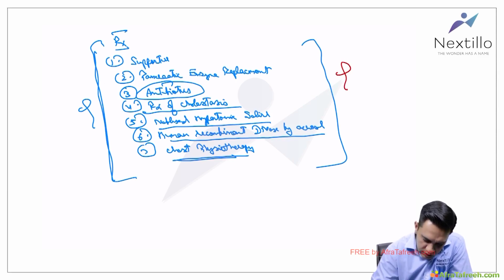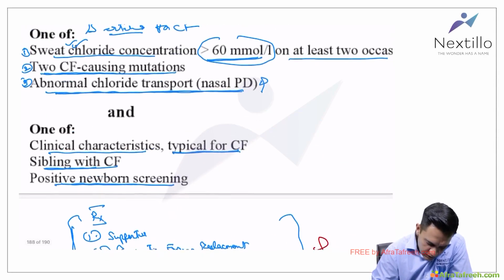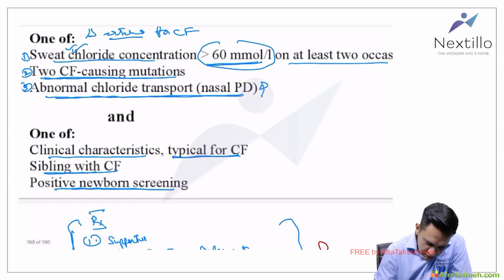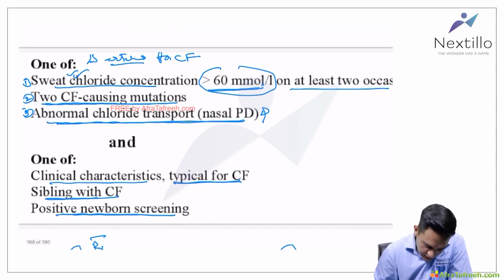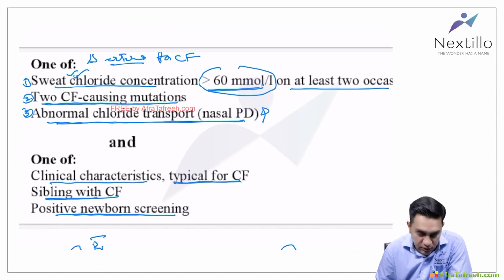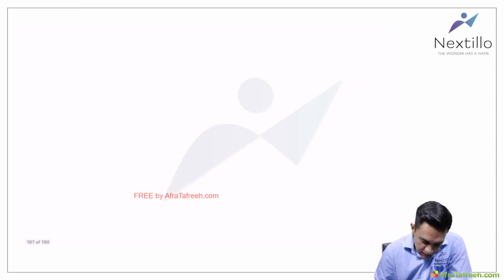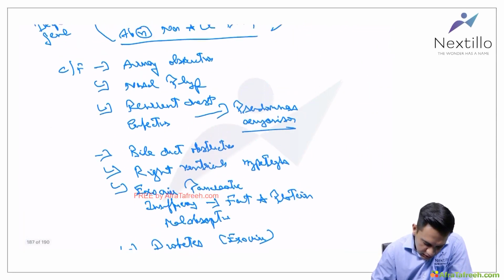So we have discussed about cystic fibrosis. What are the mutations? Sweat chloride concentration more than 60. It is a diagnostic criteria. Cystic fibrosis causing mutations and abnormal nasal potential difference. One of the clinical characteristics whether typical for cystic fibrosis or any sibling with cystic fibrosis, positive newborn screening is there. And what are the clinical features?